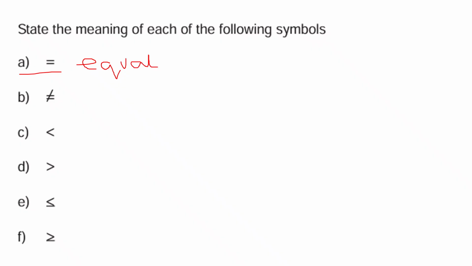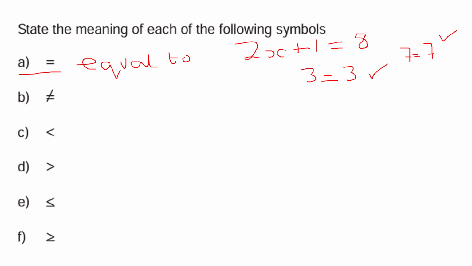For example, you might have an equation, let's say 2x plus 1 equals 8. You'll find a value that satisfies it. You might have 3 equals 3, which is also a true statement, or 7 equals 7. Basically, the right hand side is equal to the left hand side for that particular value.